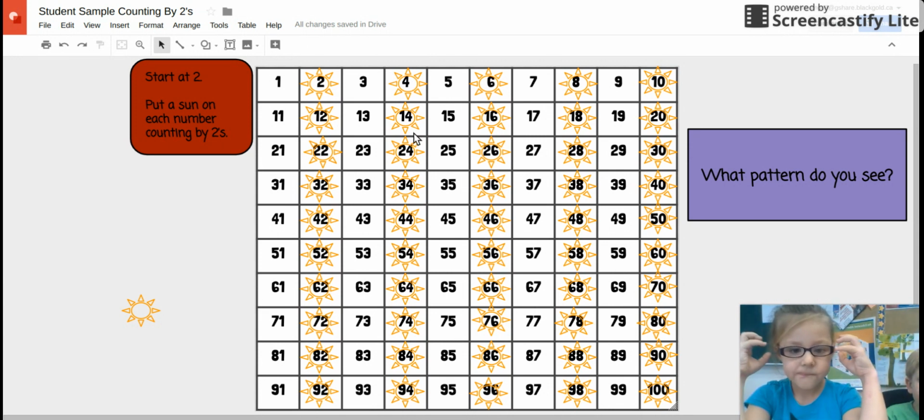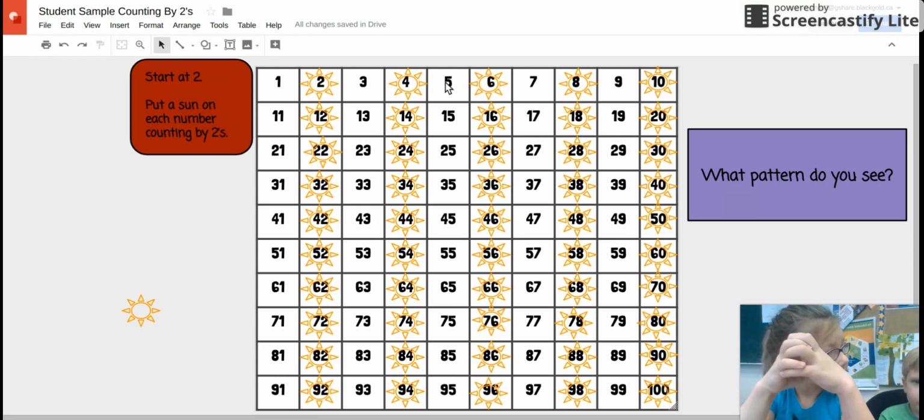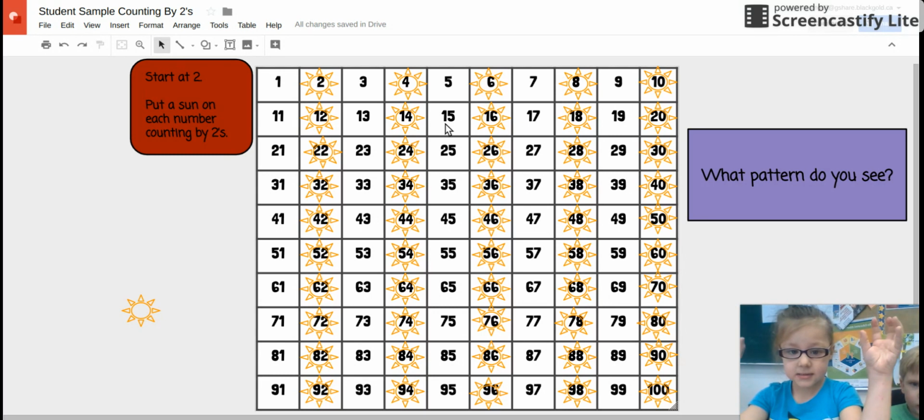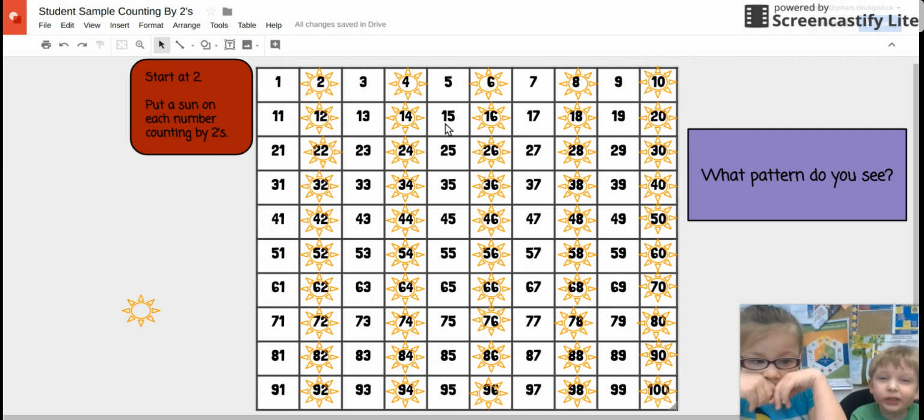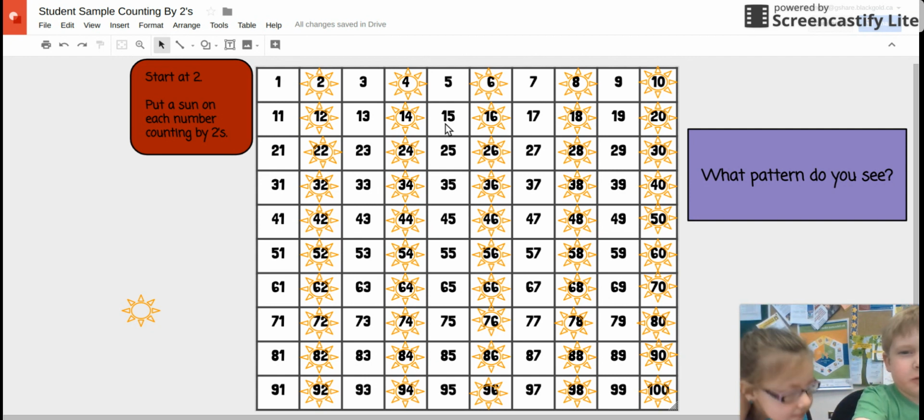And then what happens here? There's more sun. What happens here? There's no sun. So your pattern, does it go like no sun, no sun, sun, no sun, sun, no sun, sun, no sun? Yeah, you just got it. Then it goes down this. Okay. Any final thoughts? I do.